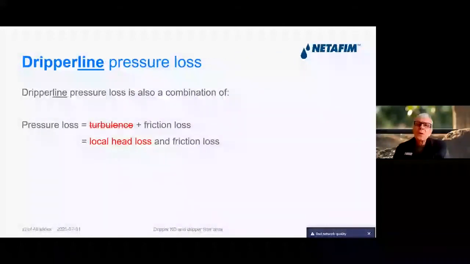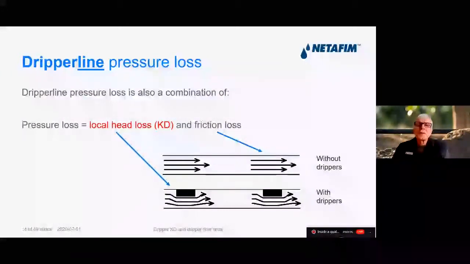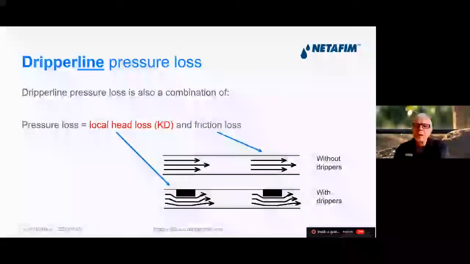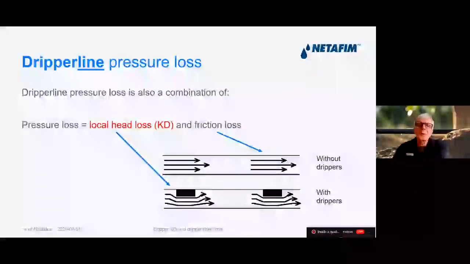Now, if we look at dripper lines, a dripper line pressure loss is also a combination, but let's take out the turbulence and we get the local head loss. So the pressure loss going through a dripper line comprises your friction loss and your local head loss. And the local head loss is what we call the KD. If you look at the top diagram, you've got flow through a dripper line without drippers, and underneath it we put in the drippers. Now you can see that there's a disruption to the flow.